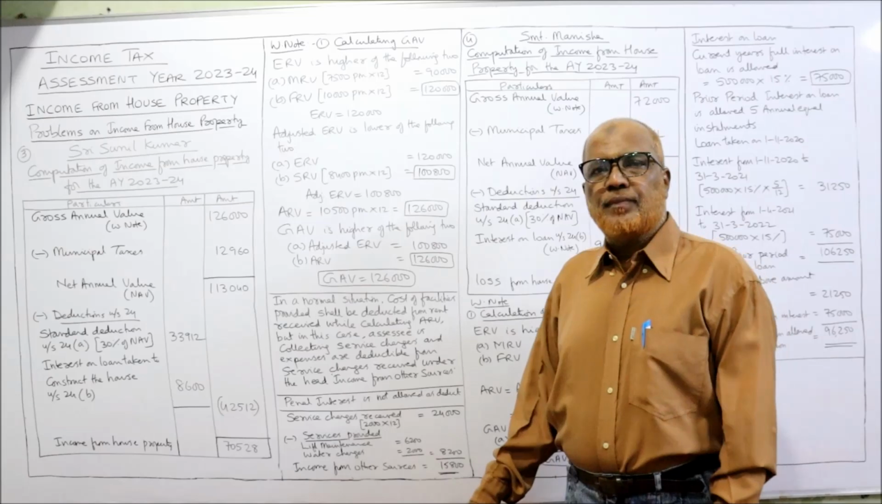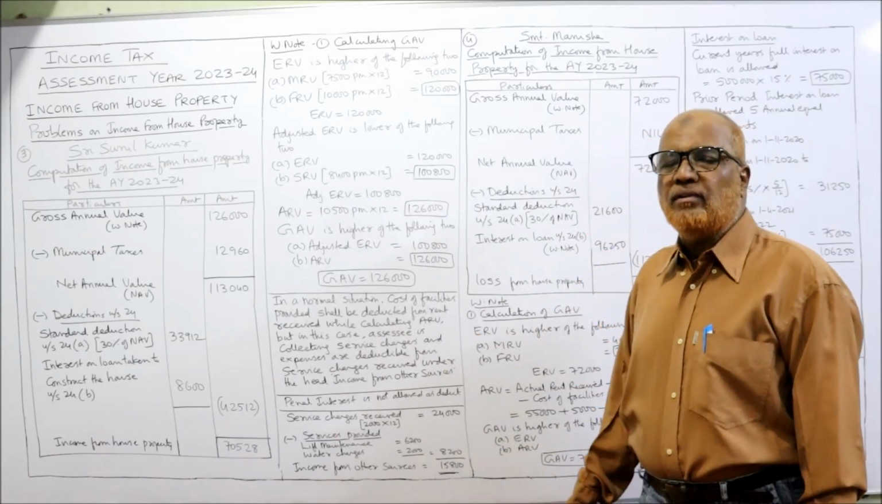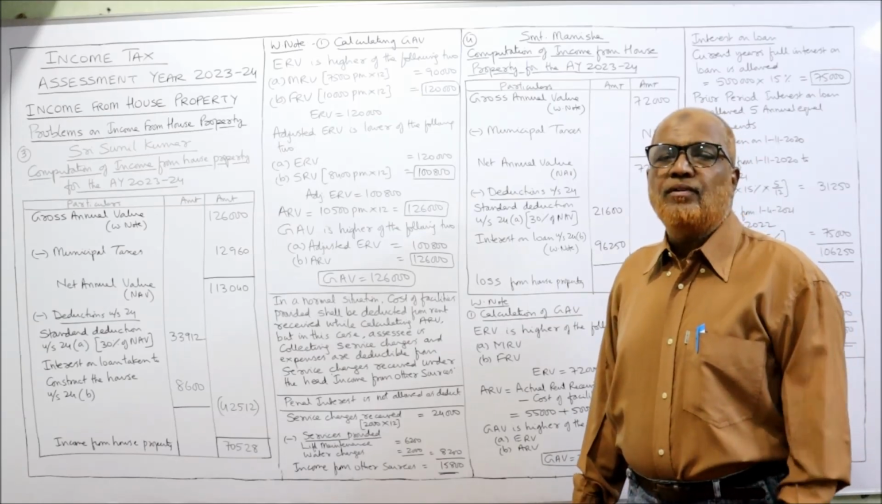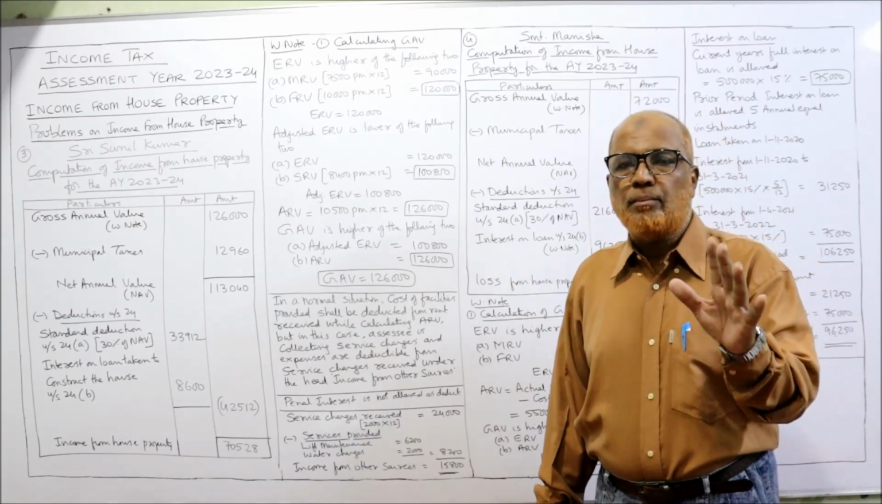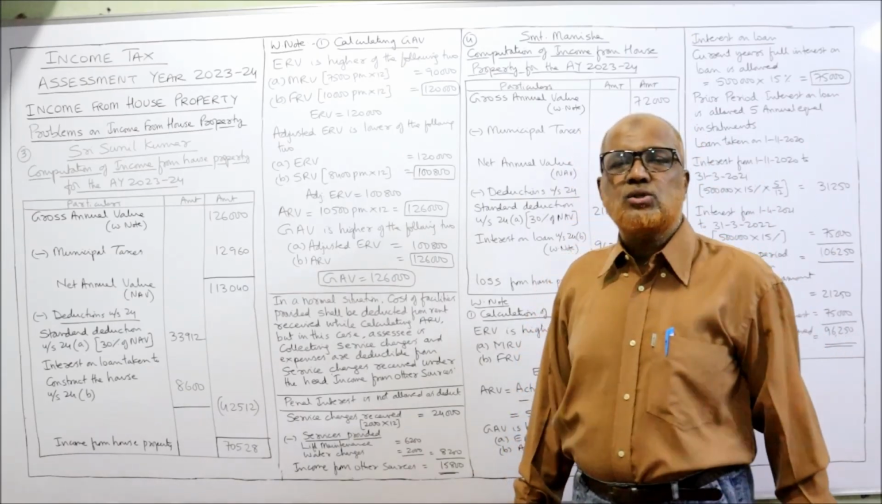Now ARV, annual rental value. The house is given on rent for 10,500 per month. We have excluded service charges. Remember, service charges are separately taxable under income from other sources.